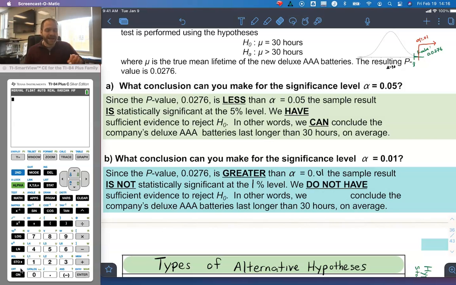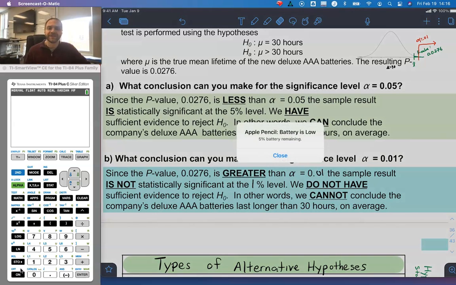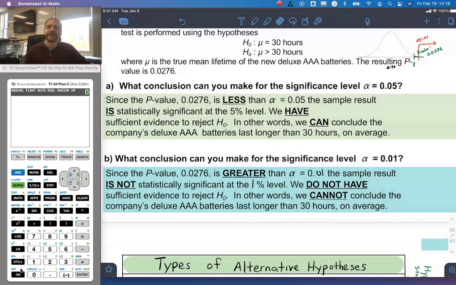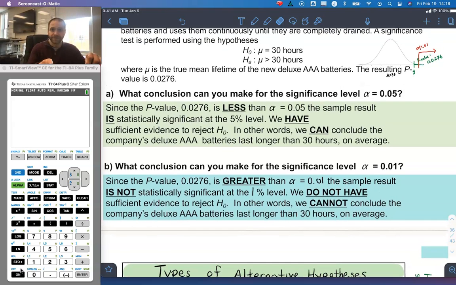So we do not have enough evidence to reject the null. So we fail to reject the null is what we can say. In other words, we do not have enough evidence. We cannot conclude that the deluxe batteries last longer than 30 hours on average. So again, you never accept the null hypothesis. You have insufficient evidence to conclude the alternative. Don't admit you're wrong. You have insufficient evidence to conclude the alternative.